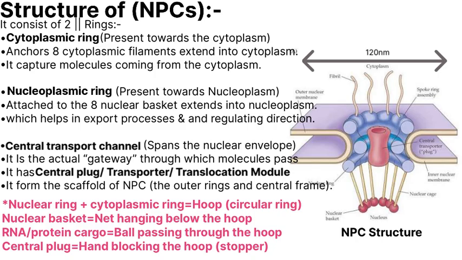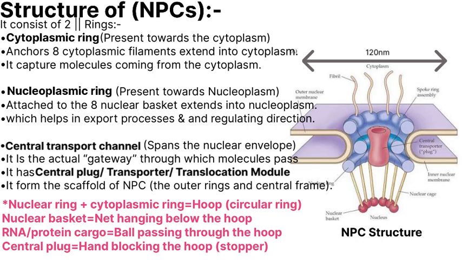These cytoplasmic filaments recognize and guide the proteins with the nuclear localization signals. And another is the nuclear ring, which is attached to the nuclear basket, and again it extends into the nucleoplasm, which helps in the export process, in the RNA export and regulating their transport directions. Both the rings are connected with each other by means of the spoke complexes, and together they act like the central scaffold. And this basket-like structure is present towards the nucleoplasm and is suspended by means of spokes. The NPC structure resembles a basketball hoop and the net.